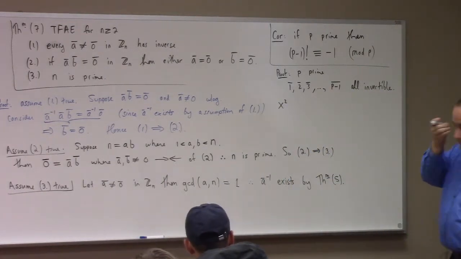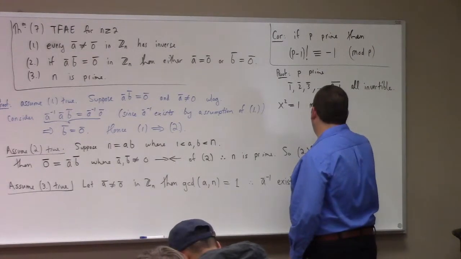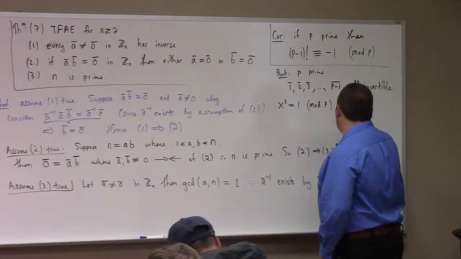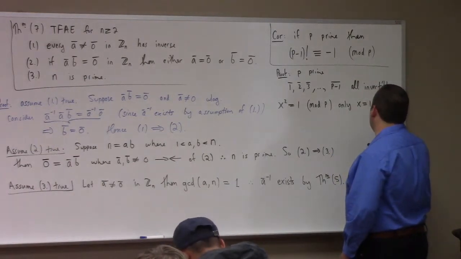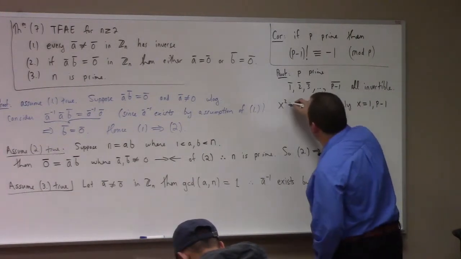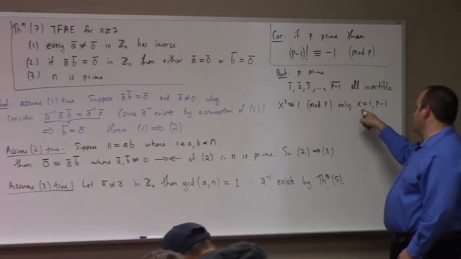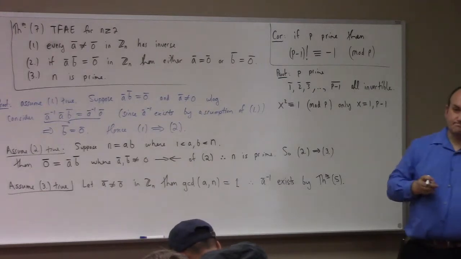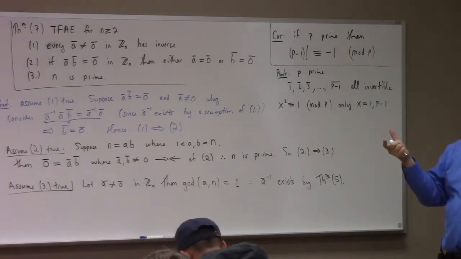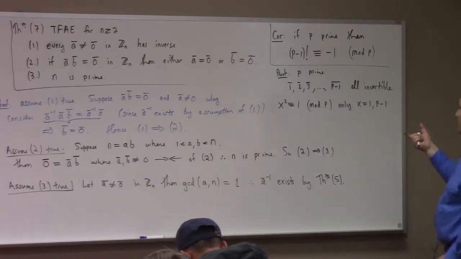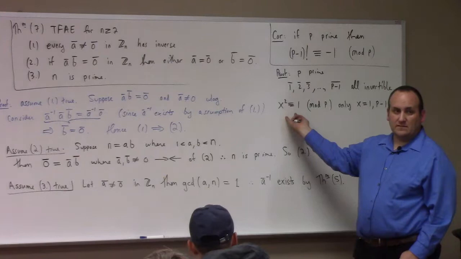If you look at the solution of x squared equals 1 mod P, only x equals 1 and P minus 1. Let me put a congruence here: x squared is congruent to 1 only for x equals 1 and x equals P minus 1. So that has 2 solutions, right? What does this equation mean, though? This means that x is self-inverse, right?